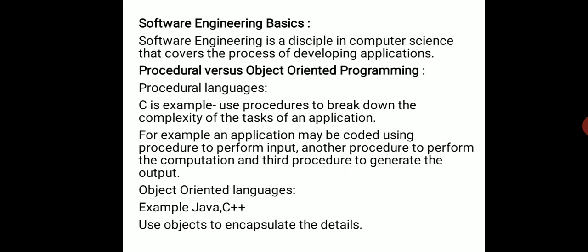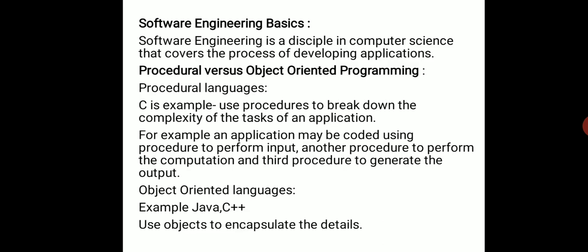So now, procedural versus object oriented programming languages. For building network applications we have two main classes, procedural and object oriented languages. First one, procedural language. C is an example. C uses procedures to break down the complexity of the task of an application. Already you have used functions or procedures in C language, so it will break down the complexity of the code. For example, an application may be coded using a procedure to perform input, another procedure to perform computation, or a third procedure to generate the output.